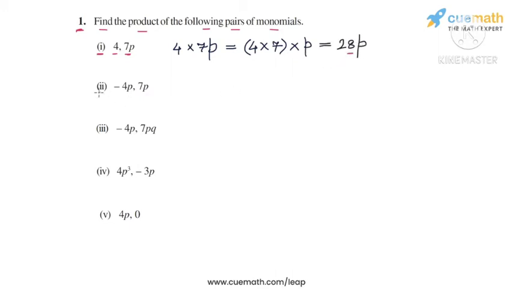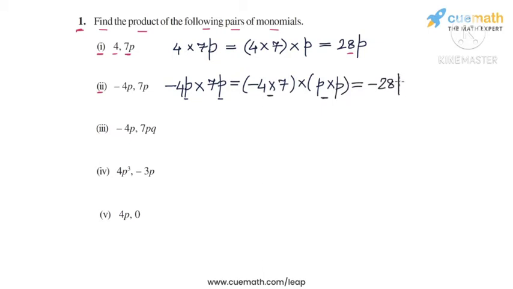In the second part we have minus 4p into 7p. So we have to calculate minus 4p into 7p. Once again we multiply the coefficients separately. So minus 4 into 7, and then we multiply the variable parts p and p. Minus 4 into 7 is minus 28 and p into p is p square. So we will get minus 28 as the coefficient and p square as the variable part, the algebraic part. So minus 28p square is the product in part 2.